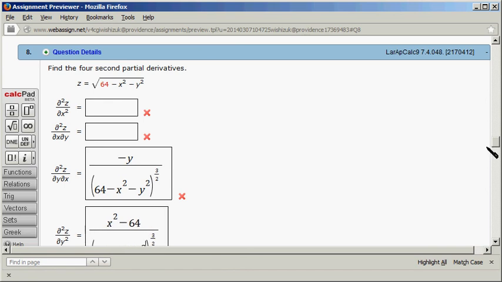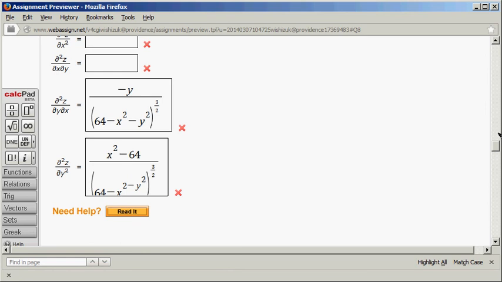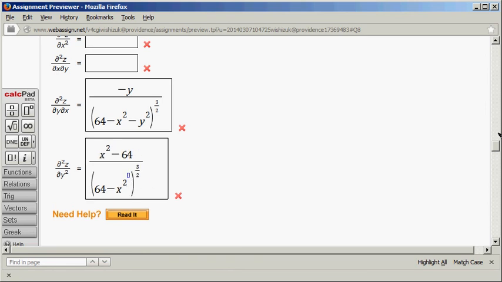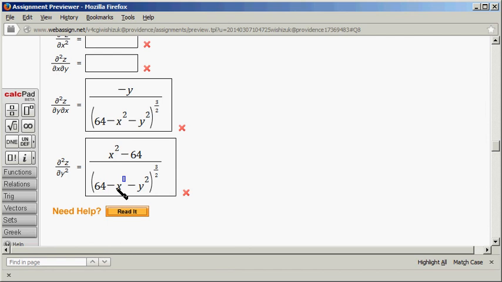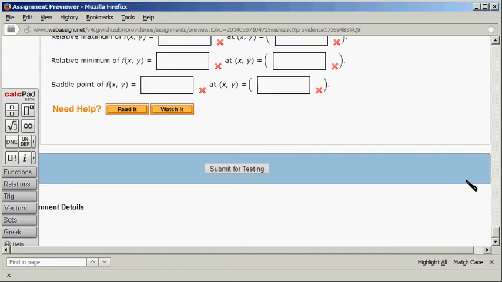Sorry, I can't see it. So that's not it. Let's see, minus x minus y squared. Let's try to see if we can get rid of that. So that's what we got, and let's check submit for testing.